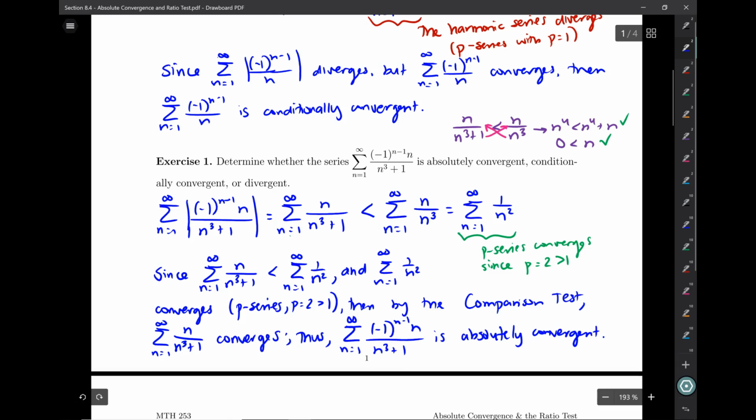And there we go. So again, the reason why we would start with looking at the absolute value first is because now I don't have to do anything else at this point. I don't need to check to see if this converges by the alternating series test, because I've already shown that it's absolutely convergent, so it's not going to be conditionally convergent.